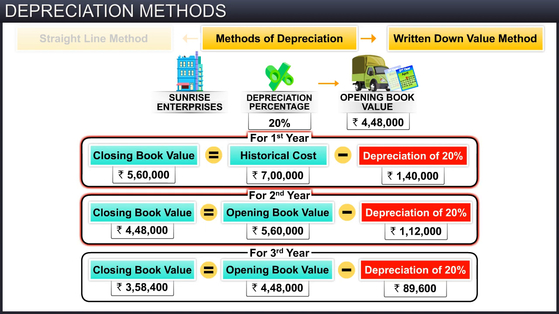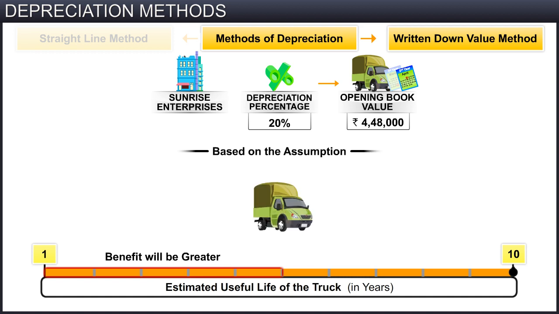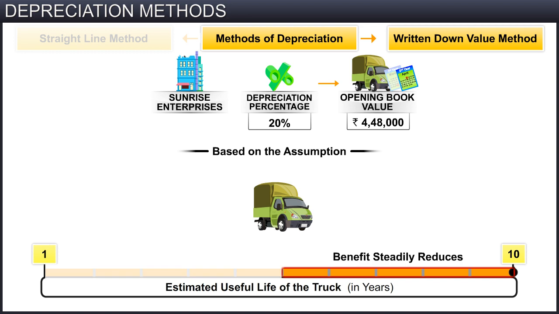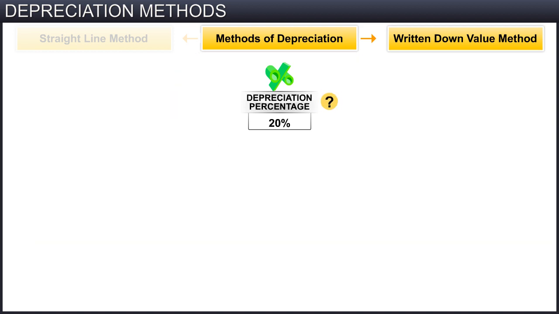Under this method, a higher amount is charged as depreciation in the initial years, which then steadily reduces over the years. This method is based on the assumption that the benefit from the asset will be greater in the initial years, when the asset is new, and that this benefit will then steadily reduce in later years as the asset becomes older. Now, a question arises as to how does one decide or arrive at the predetermined percentage of depreciation.